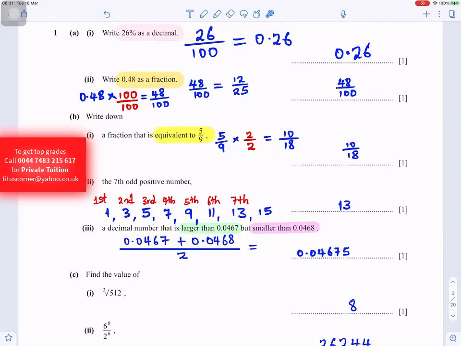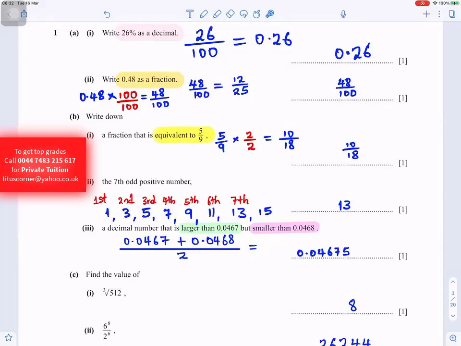Part B. Write down a fraction that is equivalent to 5 over 9. So you want to multiply 5 over 9 by any number. So it can be 5 over 9 times 3 over 3, or 5 over 9 times 2 over 2, and that gives you 10 over 18, which is one of the answers. You could have used a symbol k, k over 9 times k, and that will give you another answer.